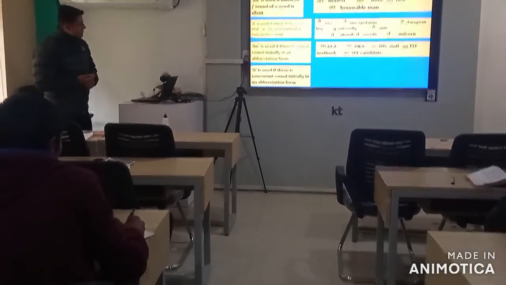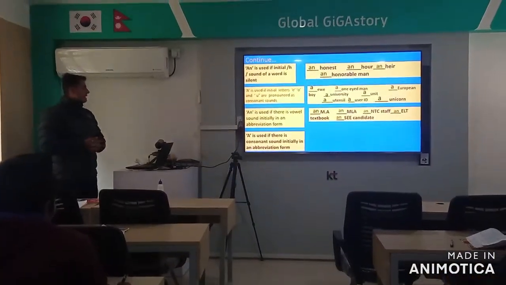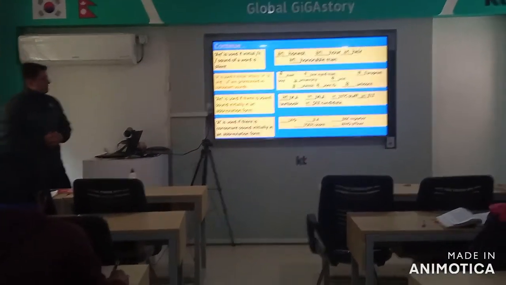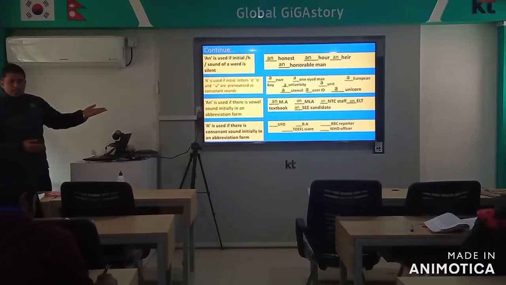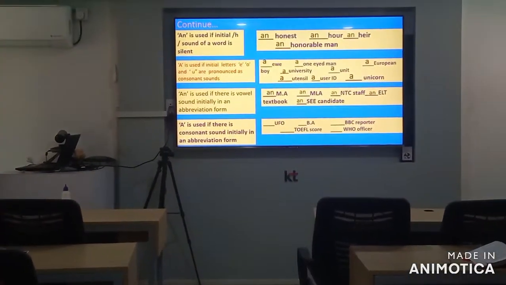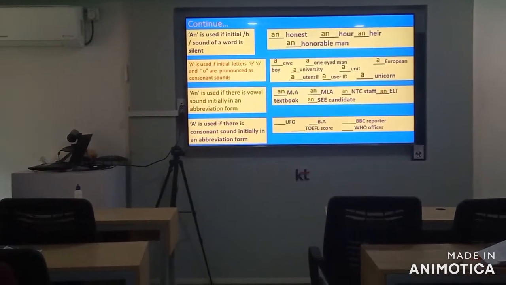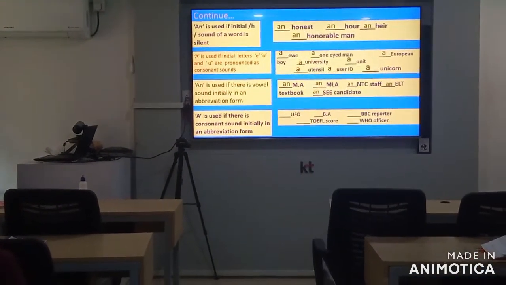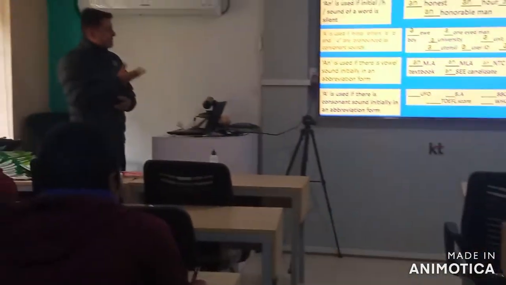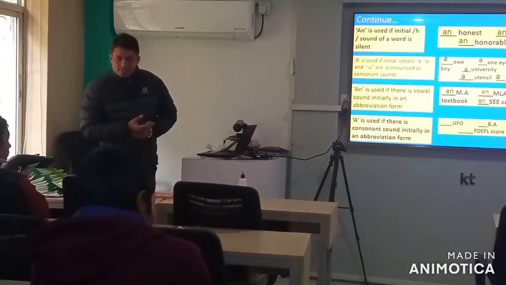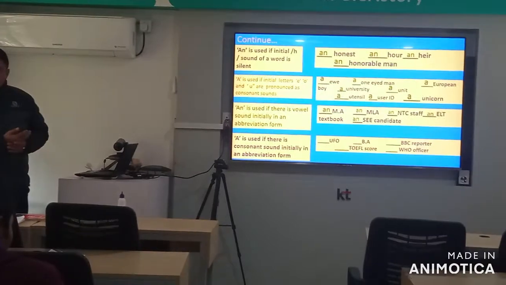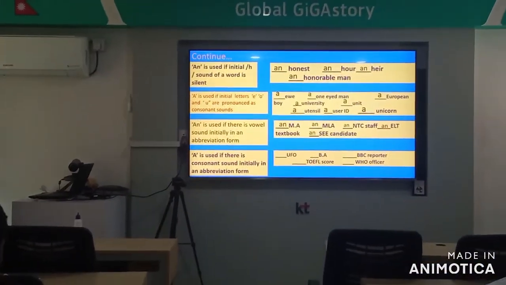"A" is used if there is a consonant sound initially in an abbreviation form. Okay, the opposite of the above one will be here. How do you say them? Please pronounce them all properly: UFO, BBC, TOEFL score, and the next one, WHO official. So they represent abbreviations in the English language, right? So here also we have to see what the first letter, the first alphabet, gives what sound.